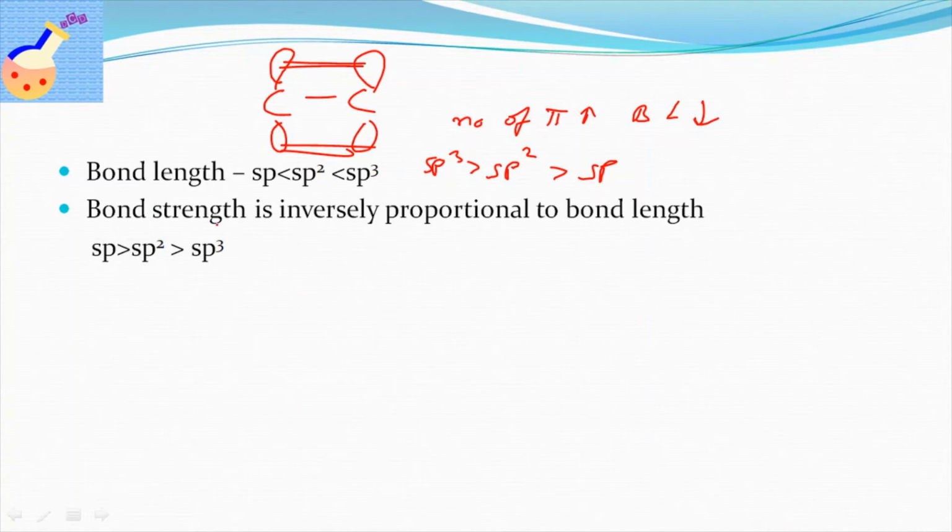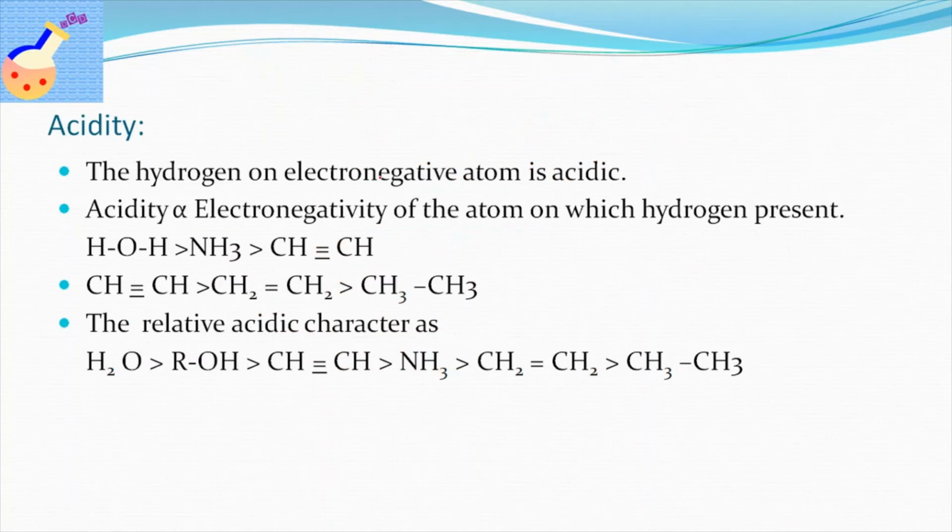Then bond strength. If the length between the two atoms increases, we can easily break the bond. That means bond strength decreases. So there is an inverse relation with the bond length. Bond strength is inversely proportional to bond length. So the order will be exactly reversed to that of bond length. That's it. And the last one is acidity.